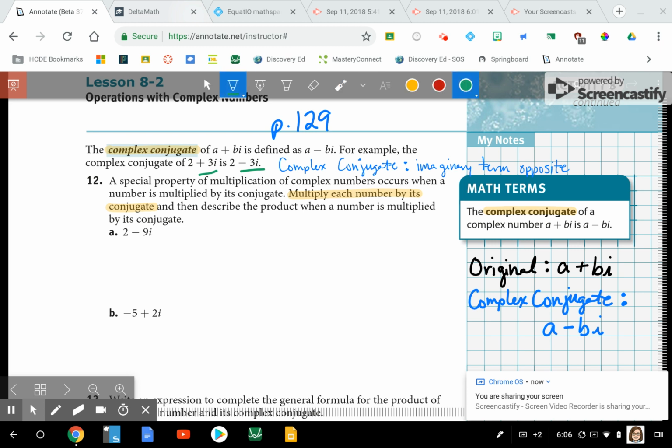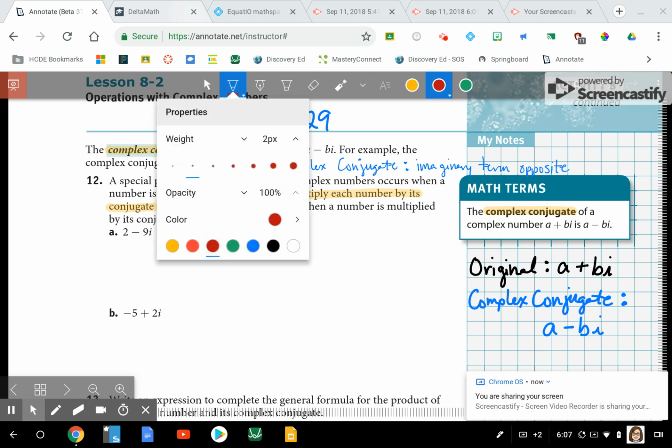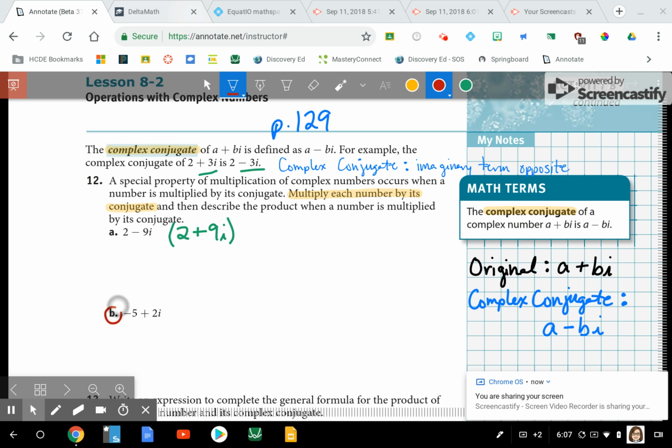So just quickly going down these two problems, 2 minus 9i, well, its complex conjugate would be 2 plus 9i. Again, just the imaginary term gets changed. Notice how the 2 stays the same. So I want you to try part B, just to write the complex conjugate.